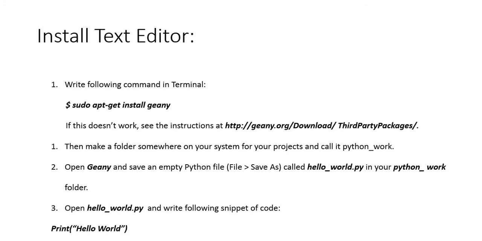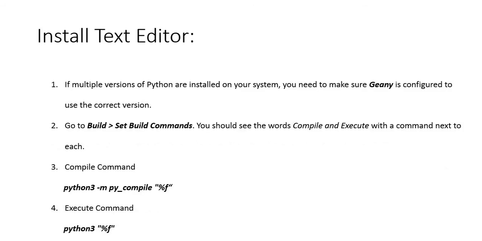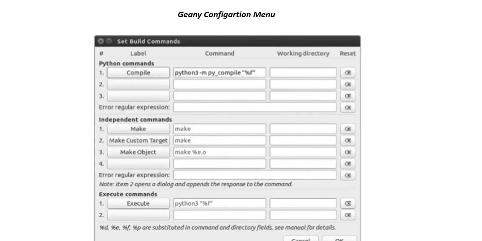How do you have to configure it? You should open the Geany software and in the toolbar there will be an option of Build. There will be Set Build Commands. When you click on Set Build Commands, you will get this configuration menu in which there will be a tab of compile and another tab of execute.